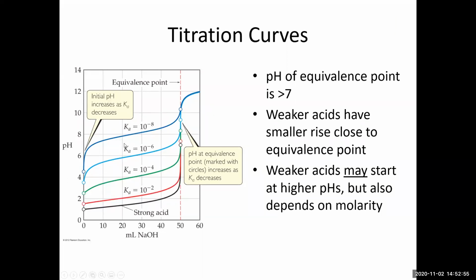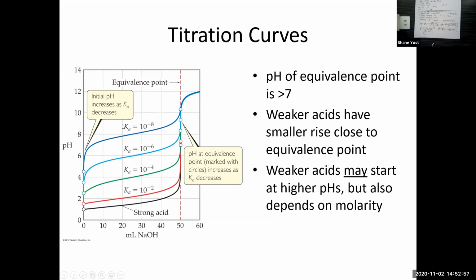A weaker acid, yeah. So smaller Ka is going to be equal to a weaker acid, okay? So as I'm going up from black to red to green to blue to darker blue, my acidic strength is getting weaker, which is why the starting pH is getting higher. And what that also means is that the pH at equivalence point also gets higher and higher, right?